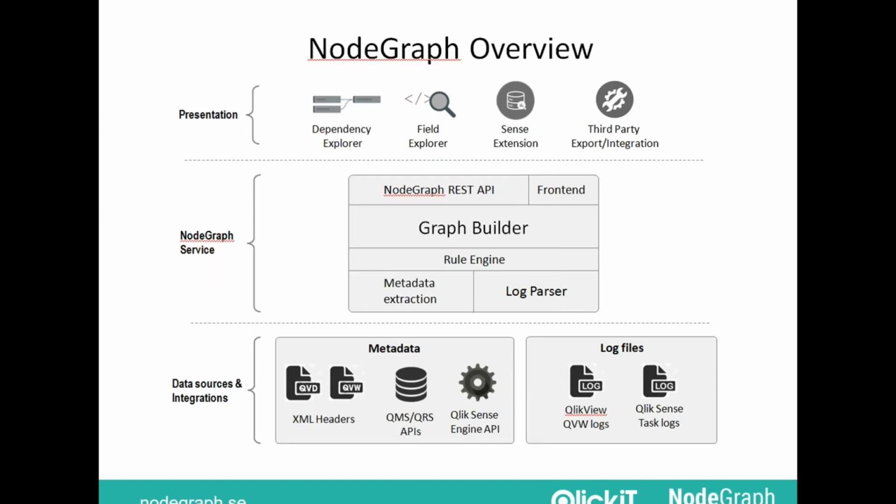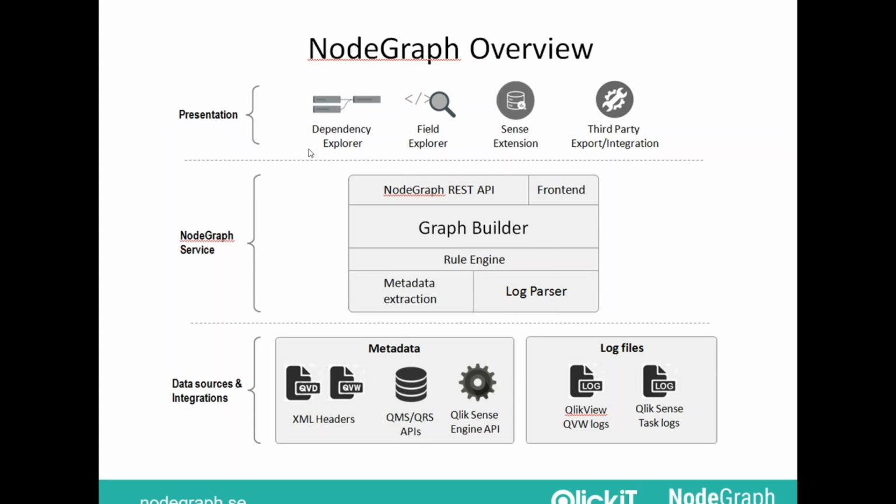Just to give you a brief technical overview of how Nodegraph looks. What we need is that the log files need to be turned on. So the only thing you need to do is make sure that your log files in QlikView are turned on. Then you point out your QlikView structure, and you let Nodegraph work. We put all that metadata into this black box. We parse the data. We build our own data model of how your QlikView solution looks.